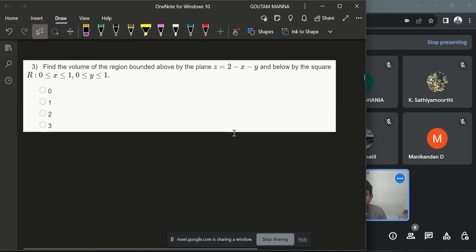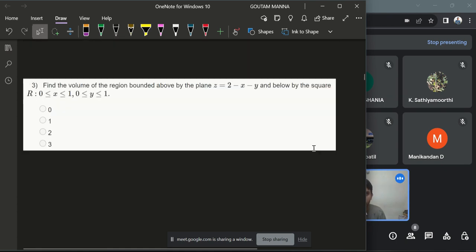Okay. In the next problem, we are asked to find out the volume of the region bounded above by the plane z equals 2 minus x minus y, and below the square region where x goes from 0 to 1 and y also goes from 0 to 1. So let me draw the region first.